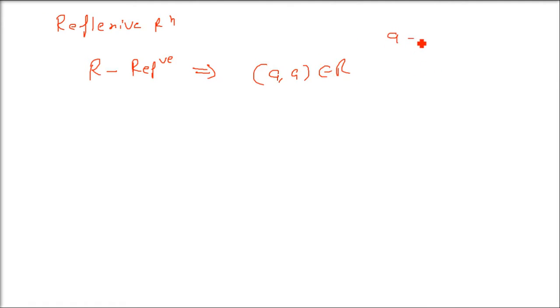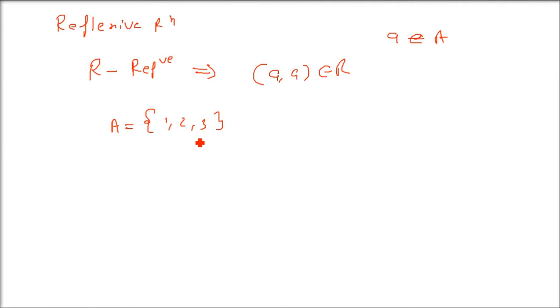If A belongs to a set A, and the pair A comma A belongs to the relation, then that relation is going to be a reflexive relation. Let us take an example.